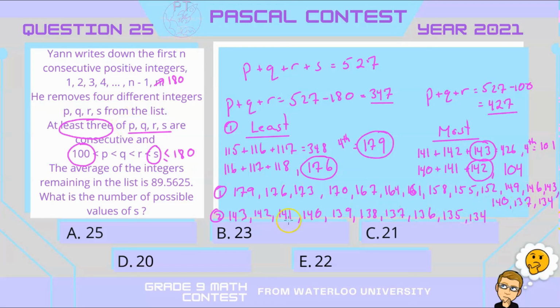And also, if you look at these values for s, we have some overlapping here as well. So we have 143 here and here. So we can't count the same thing twice. Let's get rid of one of them. Similarly, here we have 140 here and here. So let's get rid of that one. We have 137 here and here. So get rid of one of them, and 134 here and here. So if you count the remaining, there's a total number of 22 possible values for s. And there's our answer.